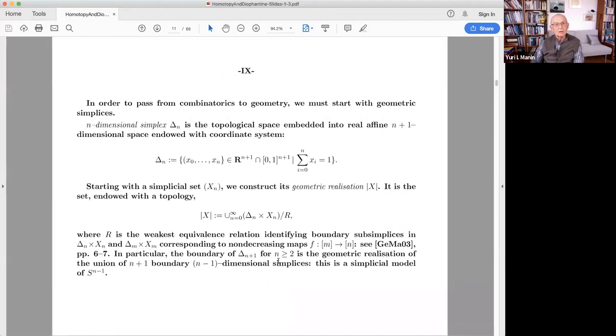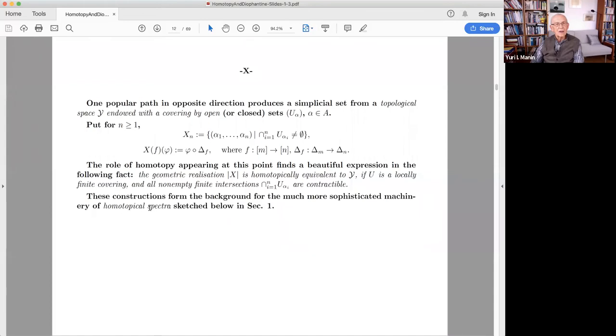And the simplest but very important example is this: the boundary of the simplex of dimension n plus one is a geometric realization of the sphere of dimension n minus one. So the sphere is, so to speak, round, and the simplex is, so to speak, a triangle. There are many angles, but topologically, homotopically, it is the same. I have shown briefly how to pass this bridge in one direction.